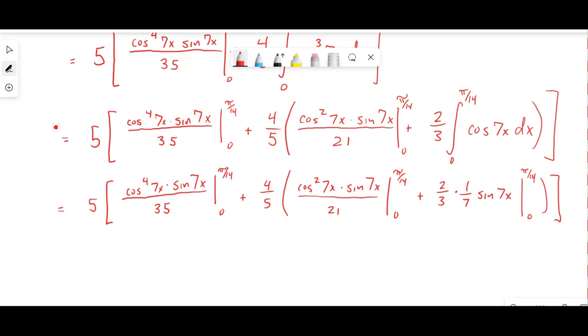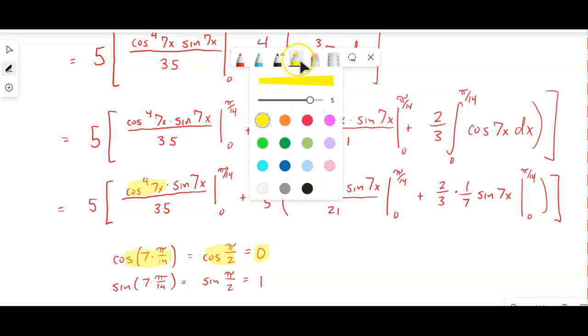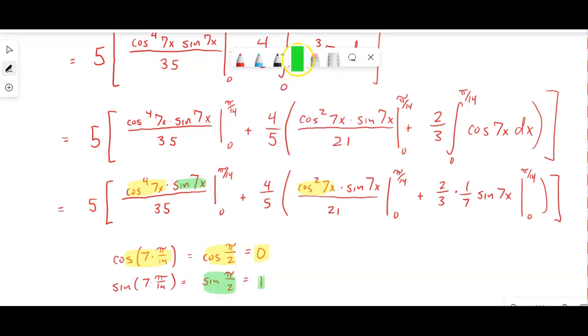All right, when we plug pi over 14 into this, the cosine of 7 times pi over 14 is always going to be the cosine of pi over 2, and the cosine of pi over 2 is 0. The sine of 7 times pi over 14 is the sine of pi over 2, and the sine of pi over 2 is 1. So anything that has a cosine is going to be 0. That's going to be 0. That's going to be 0. Anything that has a sine of pi over 2, however, that's going to be 1. All right, but because we're multiplying here, this whole thing is going to go to 0. This whole thing is going to go to 0. So it's all going to come from this term.